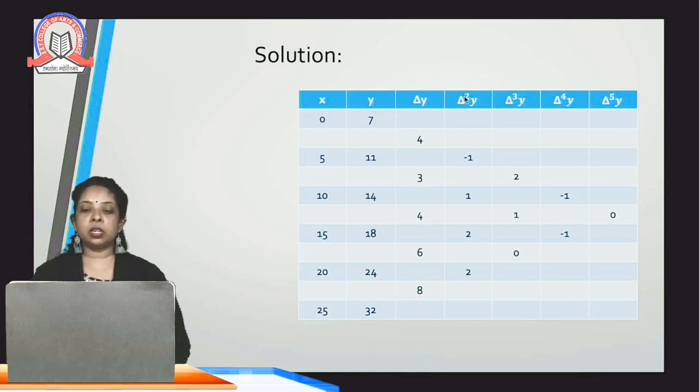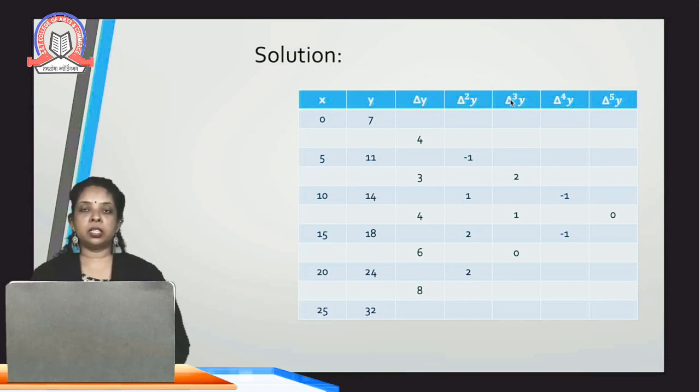The next one is delta square y. For delta square y we follow the same pattern. 3 minus 4 gives minus 1, and 4 minus 3 gives 1. Then 6 minus 4 is equal to 2, and 8 minus 6 is equal to 2. So that is the column of delta square y we have got.